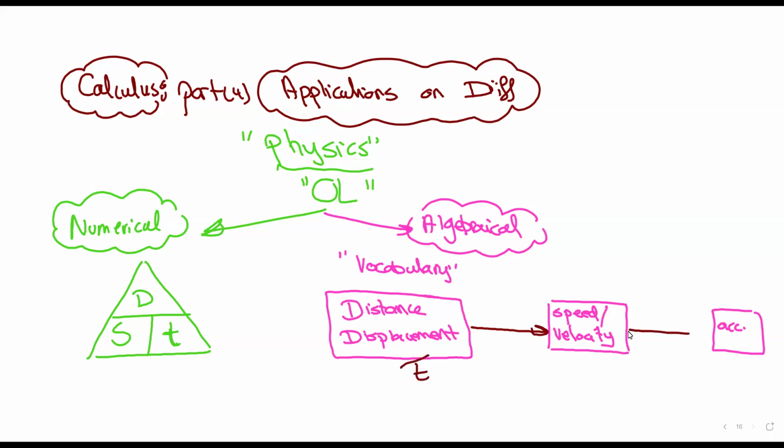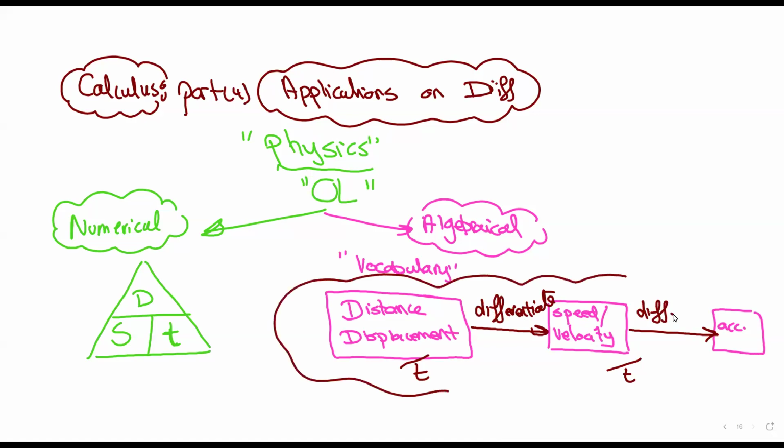Now, what is the definition of acceleration? The definition of acceleration is change of speed over time. If I divide the speed by time, then I get acceleration. Change of distance over time, meaning if I differentiate distance, I get speed. Change of speed over time, meaning if I differentiate speed, I get acceleration.